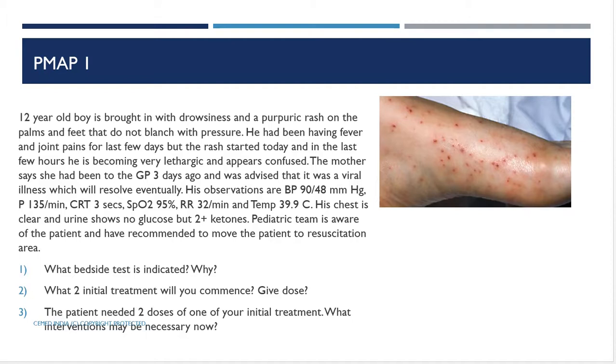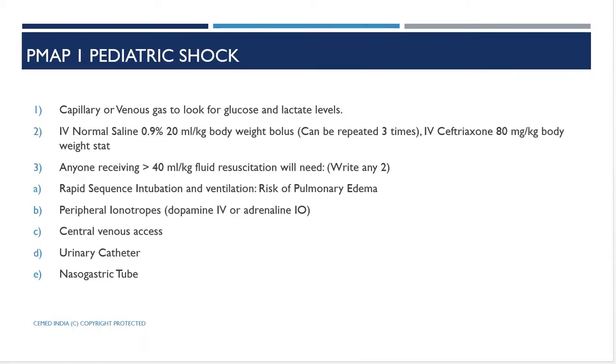The patient needed 2 doses of your initial treatment, so we have given 2 boluses of IV. That means what intervention? People who have received 2 boluses need tubes everywhere. Anyone receiving more than 40 ml per kg of fluid resuscitation will get rapid sequence intubation and ventilation because there is risk of pulmonary edema. Peripheral inotropes, ideally dopamine IV or adrenaline IO, central venous access, urinary catheter, nasogastric tube.